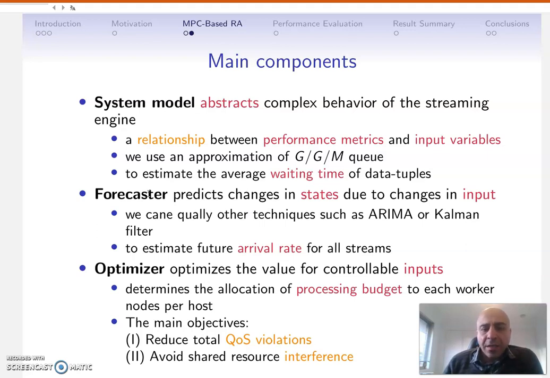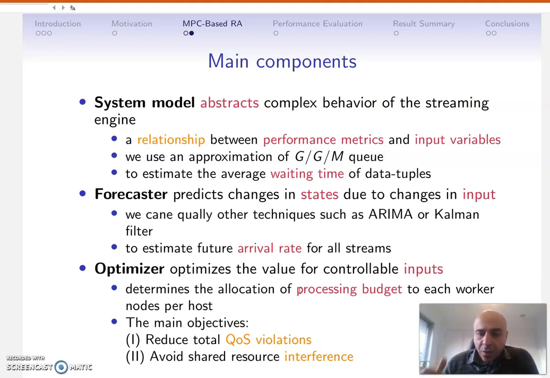We also use a forecaster, a predictor that tries to predict the change in the rate of data that comes to the system. You can use a very simple predictor like a Kalman filter, or a very complex one like ARIMA. They are exchangeable in our model. This gives the controller an estimation of the arrival rate for the future. And then we also define an optimizer that tries to decide how much capacity, CPU share or memory share, must be assigned to each application.